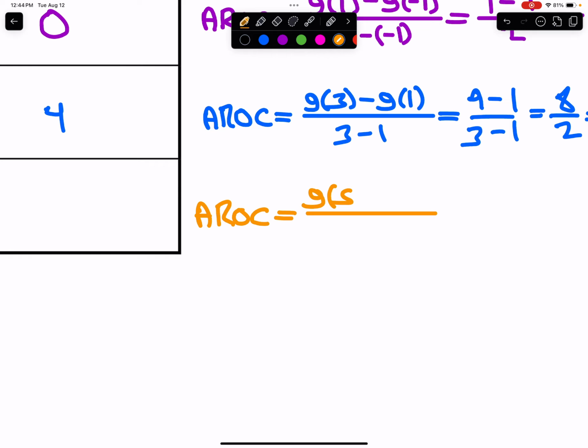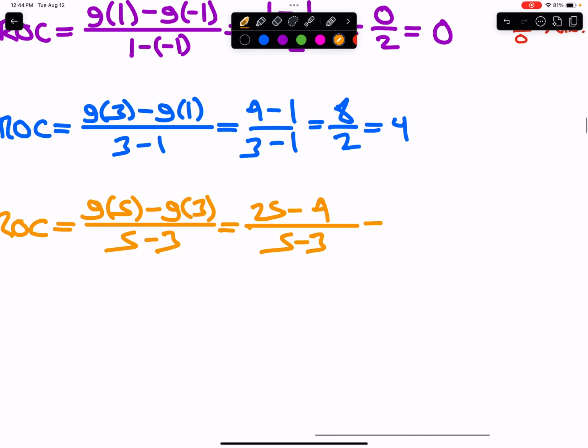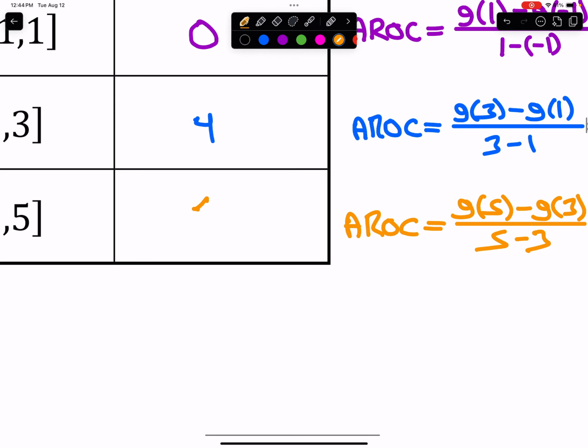So g of 5 minus g of 3 over 5 minus 3. So your output at 5, which is going to be 25, minus your output at 3, which is going to be 9, over 5 minus 3, which is just 2. So 25 minus 9 gives you 16 over 2, which simplifies and gives you 8.